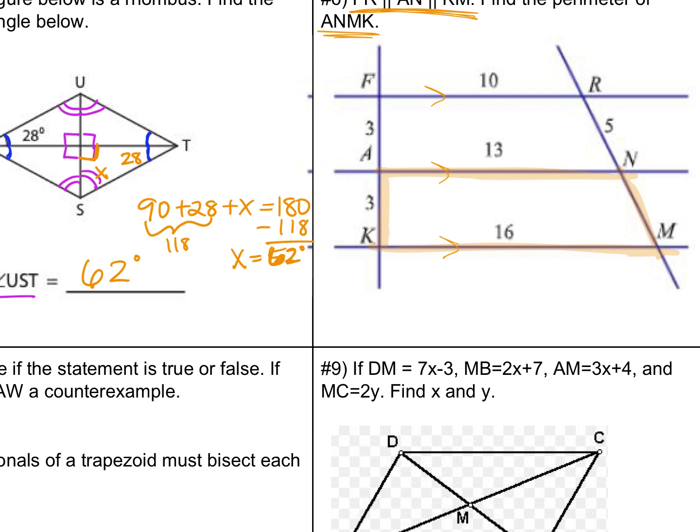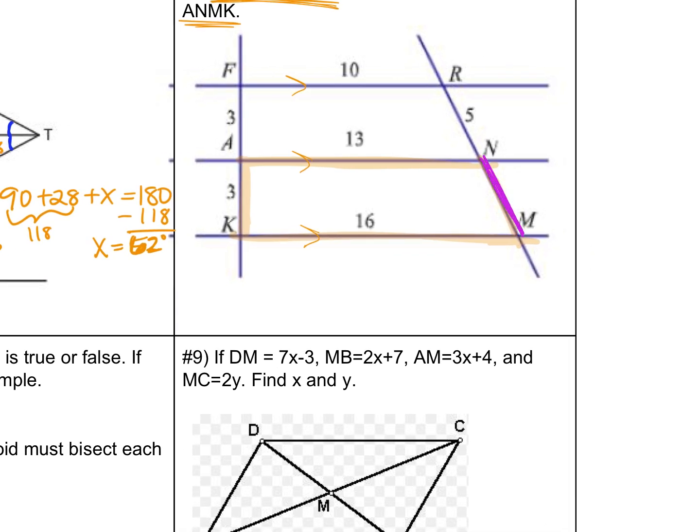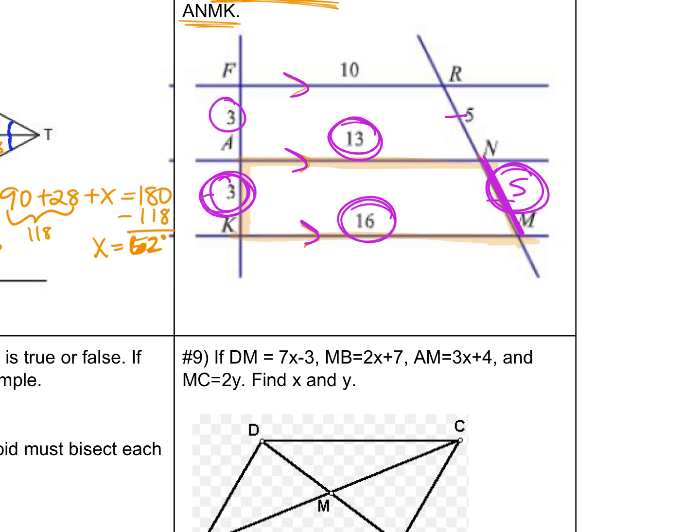What'd you get? 37. What is NM over here? It's 5, right? If these are parallel, which they tell us they are, and these are equal, then these have to be equal also. So you're doing 13 and 5 and 16 and one of those 3. So 3 plus 13 plus 5 plus 16, which I believe is 37, would be your perimeter.